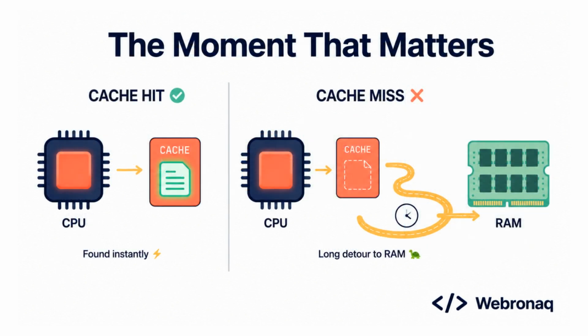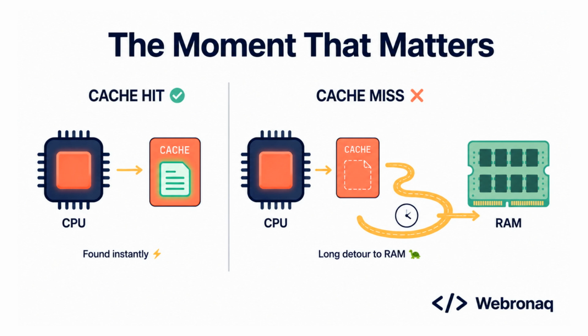Now look at this. Every time the CPU needs data, one of two things happens. And this is where all the magic, or all the pain, comes from. If the data is already sitting in the cache, that's called a cache hit. The CPU grabs it instantly and keeps working. No waiting, no detour. This is the happy path. But if the data isn't in the cache, that's a cache miss. Now the CPU has to go all the way to RAM, fetch the data, bring it back, store a copy in the cache, and only then continue.